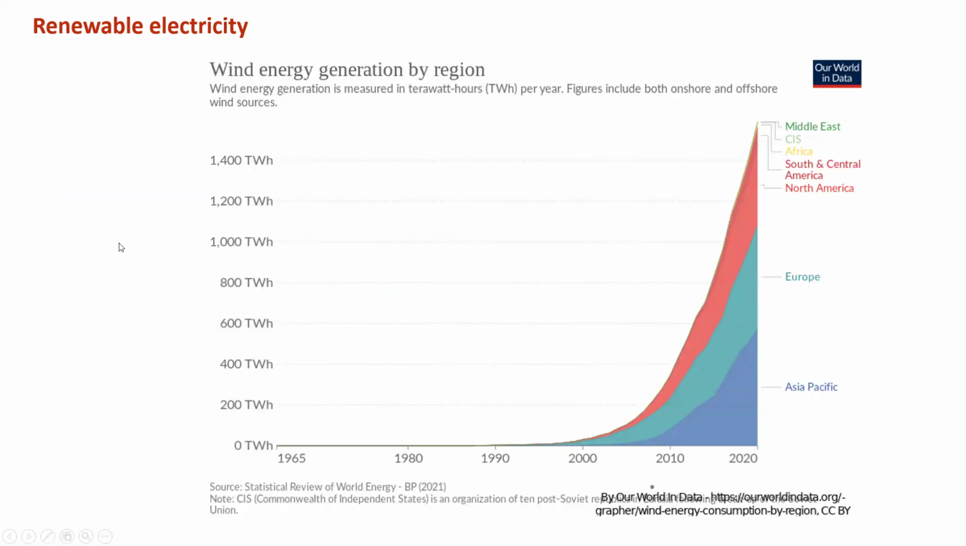So here is a graph showing the progress of wind energy generation by region. And you have here the contribution of Asia, Europe, North America, which are the main producers, and then Africa, Middle East, and South and Central America. Basically, you see that there has been a large increase in Asia, an increase in Europe, not as large, and an increase in North America. And this brings the graph to the current level, which is a very significant level of production of wind energy. This is measured in terawatt hours per year, and the figure includes both onshore and offshore wind sources.